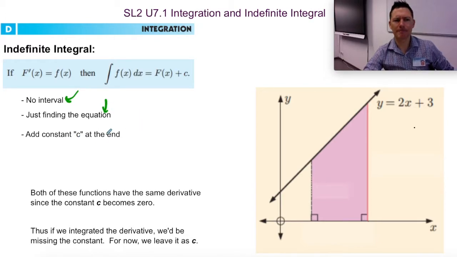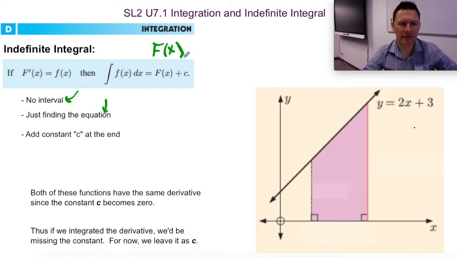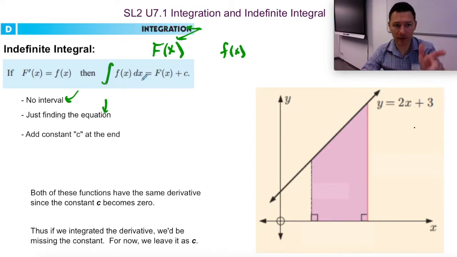They say F of x is the integral, the area under the curve f of x. So if you take the integral of f of x dx, the dx is the width, it's sort of notation in there, you get F of x, the integral, and they put this plus c at the end. That's always got to be there.